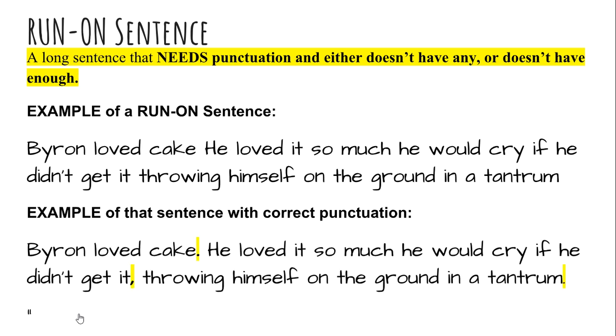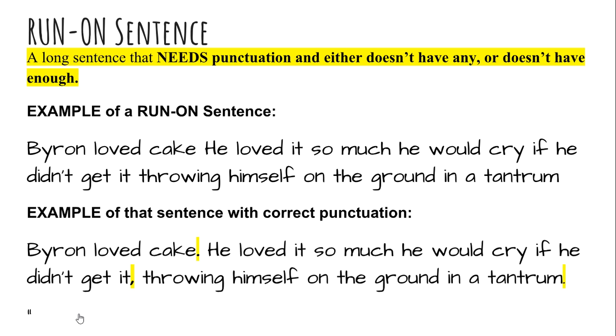Another example. Byron loved cake. He loved it so much he would cry if he didn't get it, throwing himself on the floor in a tantrum. Okay, now that one, I can tell what's going on. It's still not correct. It's still a run-on. It doesn't have to be confusing. It's lacking all the punctuation that it needs.